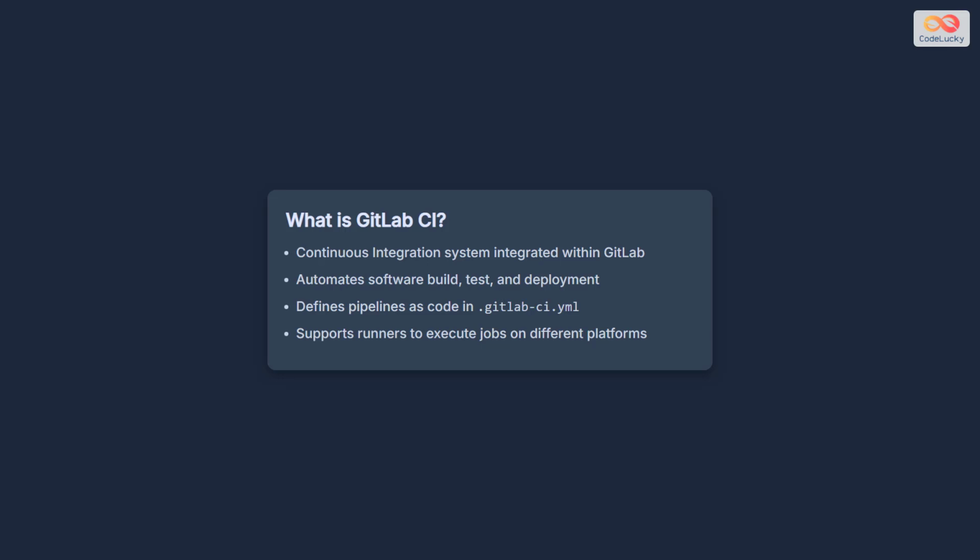Pipelines are defined using a file called gitlab-ci.yml, which is a configuration file written in the YAML format. GitLab runners are responsible for running the jobs, and they can be configured on different types of platforms, making the process adaptable and scalable.